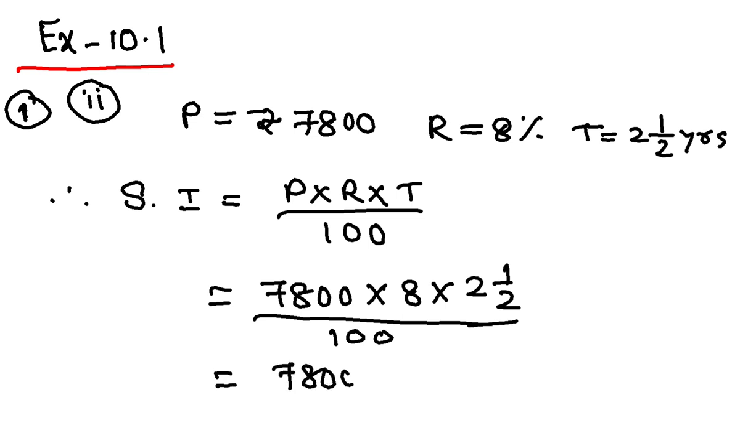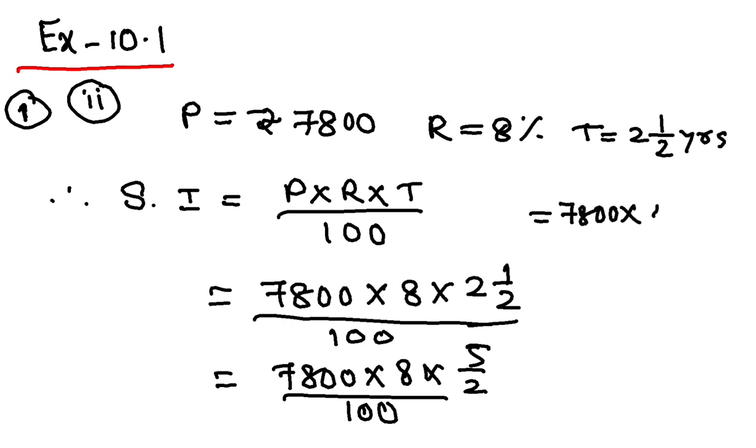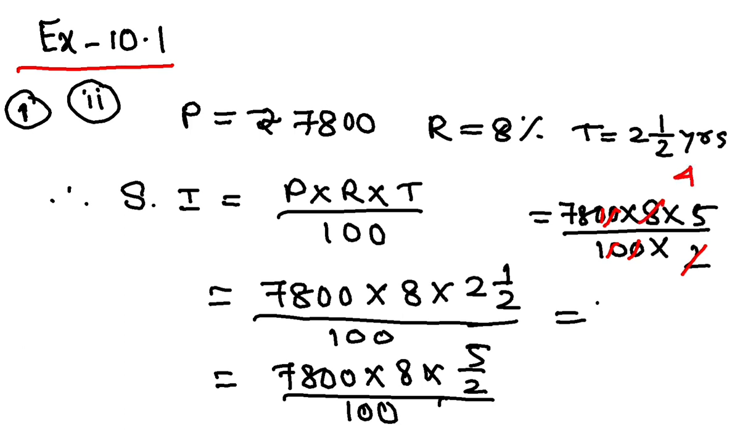So 7,800 into 8, and 2.5 is basically 5 by 2 by 100. So that will give us 7,800 into 8 into 5 by 100 into 2, this 2 will come down. So I'll have 2 over here. Okay. So now I can cancel out the zeros, and 2 into 8 is 4 times, and this is 78 into 20, and finally my final value is rupees 1560. So this is the simple interest.